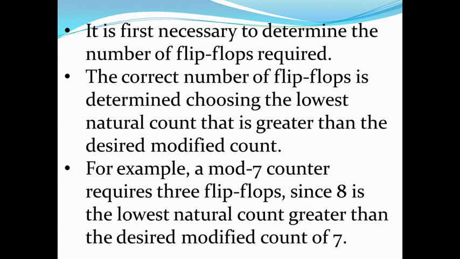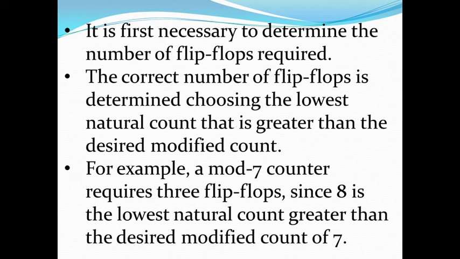The correct number of flip-flops is determined by choosing the lowest natural count that is greater than the desired modified count. What does it mean? Whatever modified counter you require, you have to find the lowest natural counter which is greater than that. From that natural counter, you skip the minimum number of states to construct the new modified counter. That's why you find the natural counter which is just greater than the modified counter.